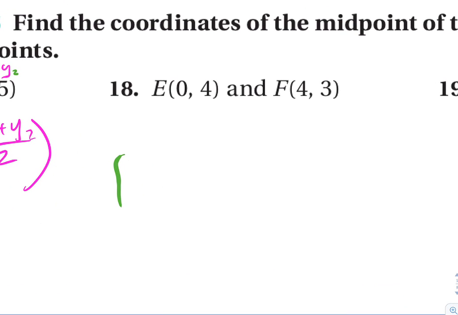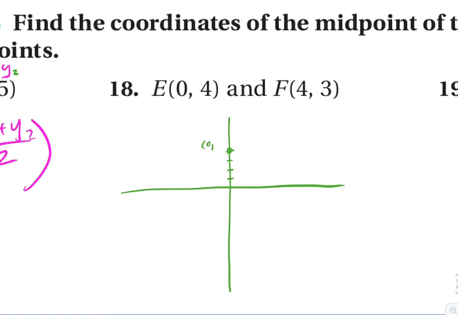Okay, so this one I'm going to do conceptually, okay? So I'm going to just create a quick graph here. And I'm going to say 1 point's at 0, comma 4. 1, 2, 3, 4. Okay, there's E at 0, comma 4. And then I've got F at 1, 2, 3, 4, at 1, 2, 3. Okay, so there's 4, comma 3.